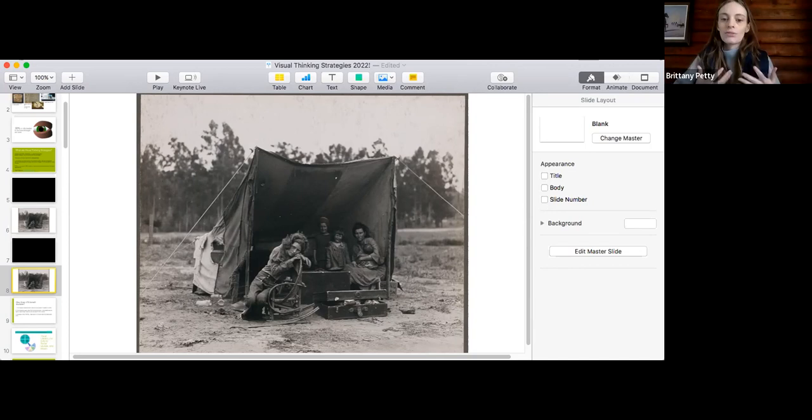Anything else you can tell just from anything you see in the image before we move on?